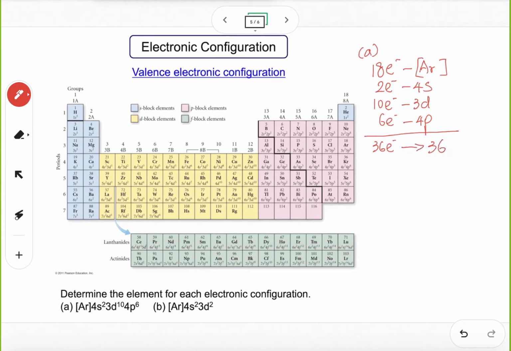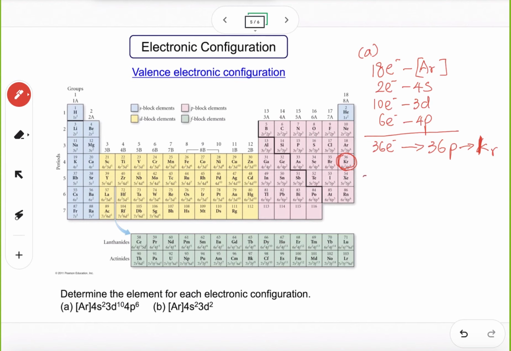As I mentioned, because this is a neutral element, 36 electrons tells me that this element should have 36 protons. In other words, the element should have this many protons. From the periodic table, you see that krypton is the right element for this configuration. Let me write it here. So the answer is krypton. It's just a simple addition. If you know how to do it, it would be quite straightforward.